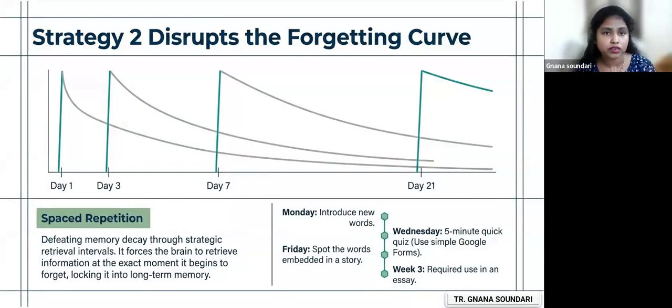And one more thing: if you want to introduce vocabulary to your child, we have to use that vocabulary ourselves. When I am speaking with my child, I have to use that vocabulary.